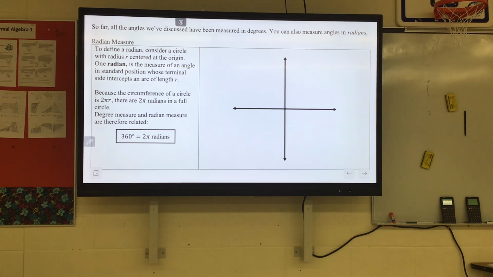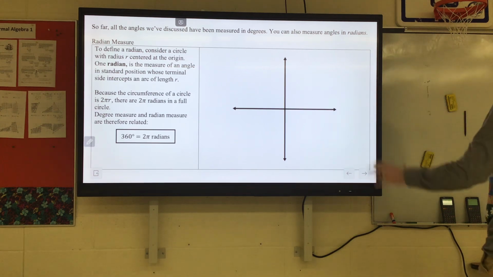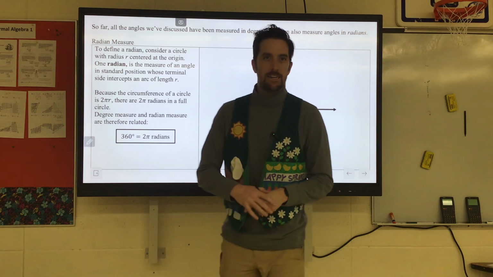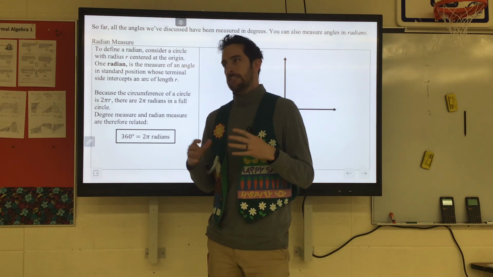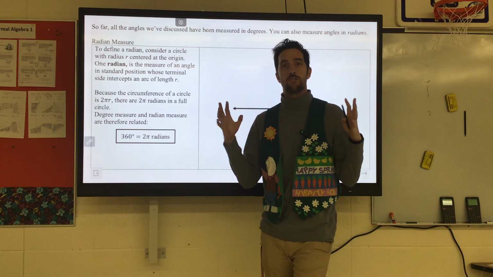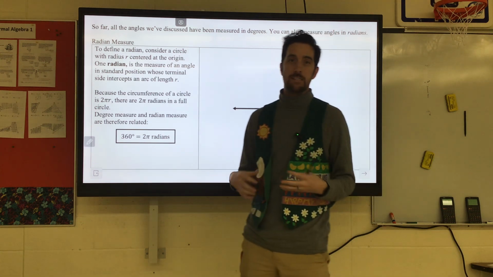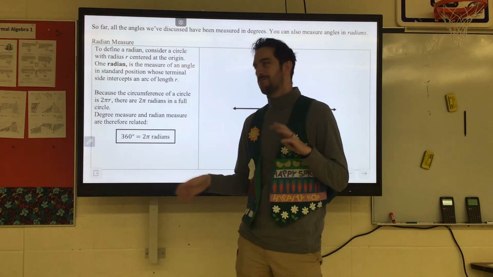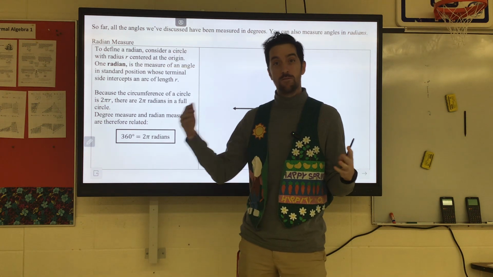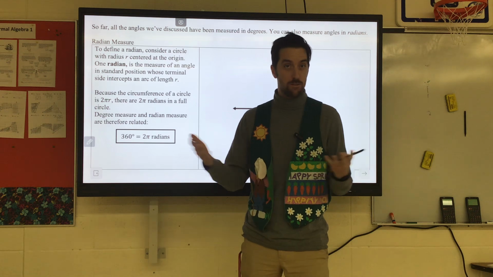The other day we were talking degree measures on this circular graph. Today we're going to be measuring in radians. And this is based on the circumference. If you remember from your geometry days, circumference equals 2 times pi times the radius. And for our sake, we're going to say the radius is 1. So 2 times pi times 1 would just be 2 pi.